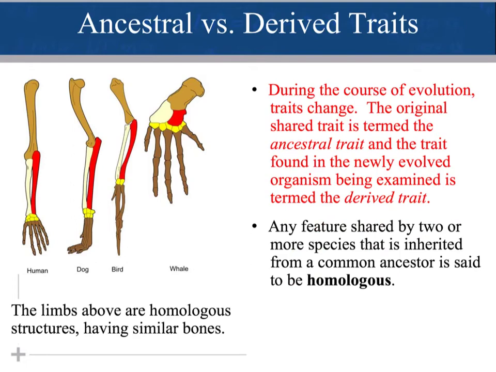So during the course of evolution, you're going to have a changing in traits. It doesn't mean that the trait completely disappears, but it means that it gets altered. So the original trait is what we call the ancestral trait, and then the trait that has been evolved is what we call the derived trait. Again, any feature shared by two or more species that's inherited from a common ancestor is called a homologous trait.